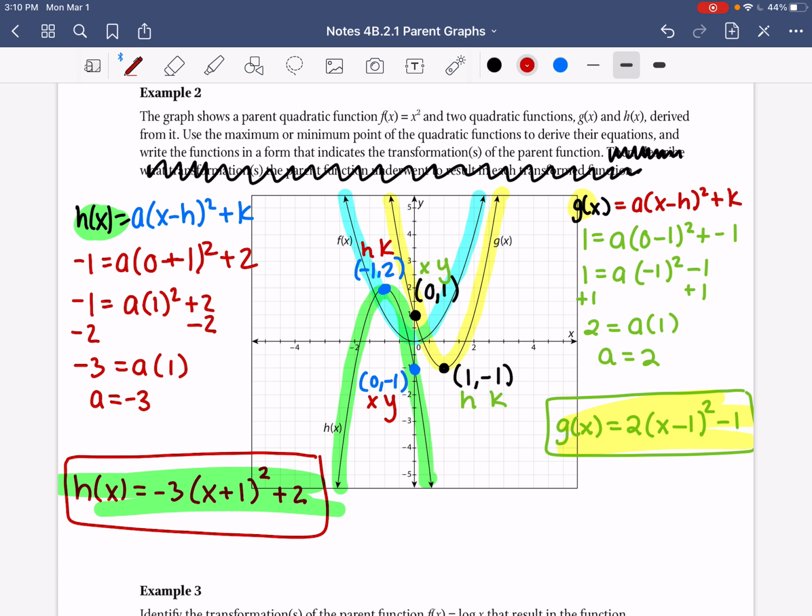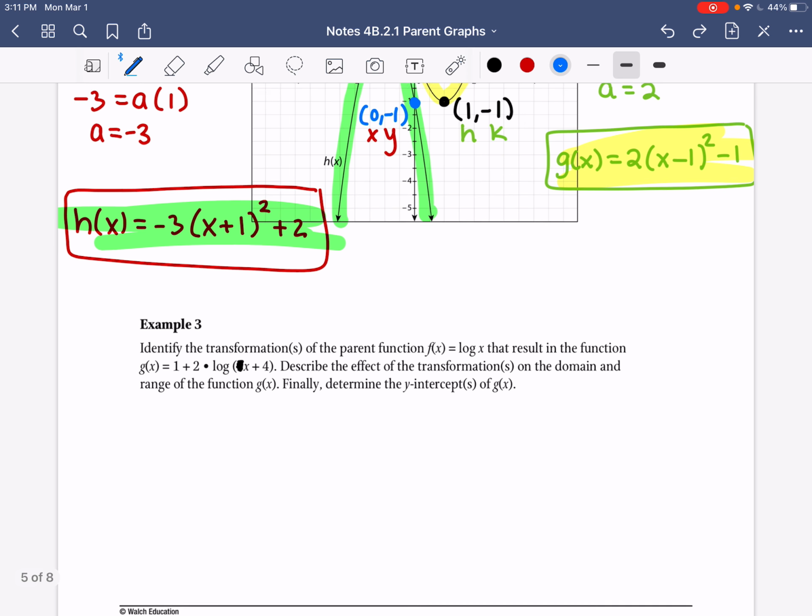So if I describe, we're not going to write them down, but we'll describe them. Negative means that it's flipped. That's why it's upside down. And then 3 means it's stretched by 3. The bigger the number, the skinnier the parabola is. The smaller it is, like a fraction, the wider the parabola will be. And then I went left 1 and then up 2. So that's how we get the transformations.